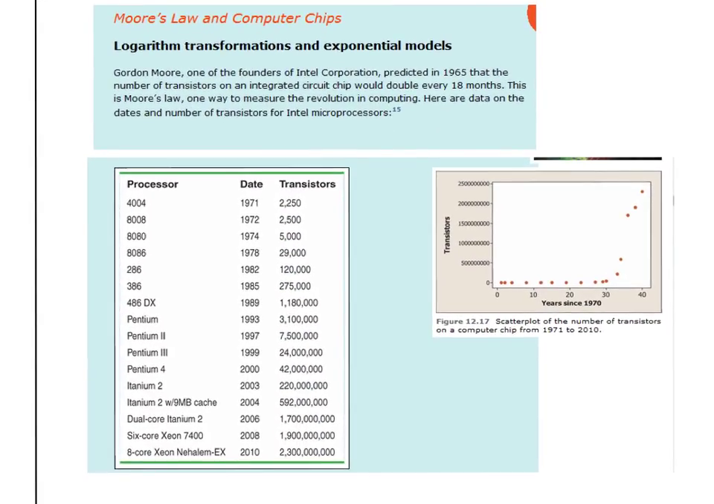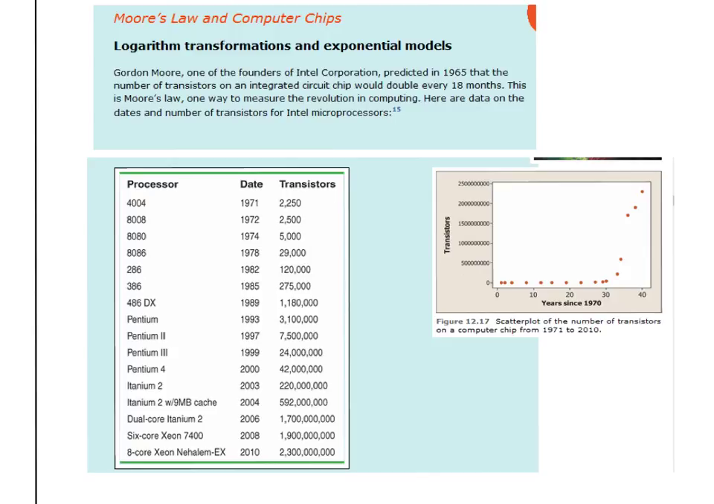Alright, let's get some more exponential data. This looks at the number of transistors in computer chips and how that has changed over time. It's increased, and it's increased exponentially. In other words, computing power has gotten significantly better since 1970. Okay, that shouldn't surprise anybody.